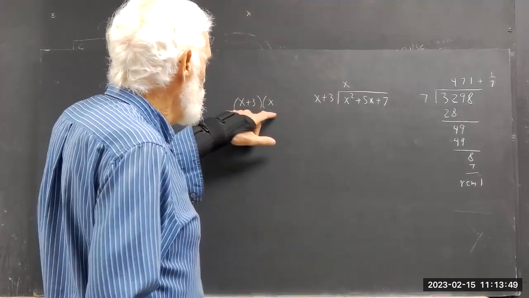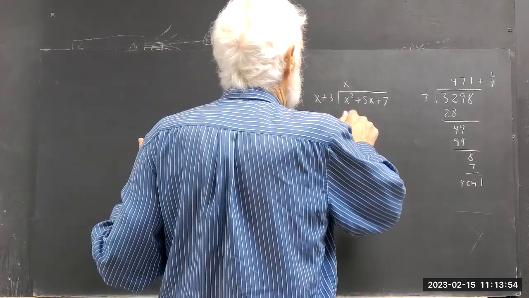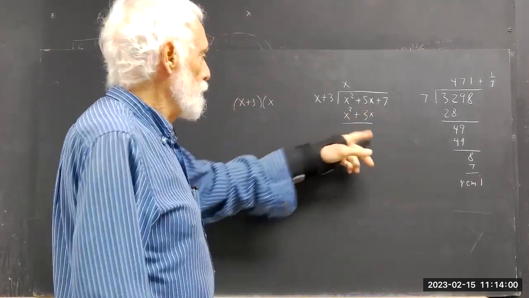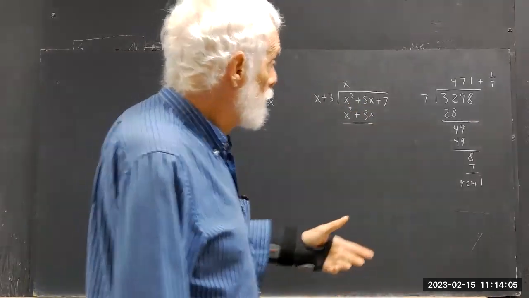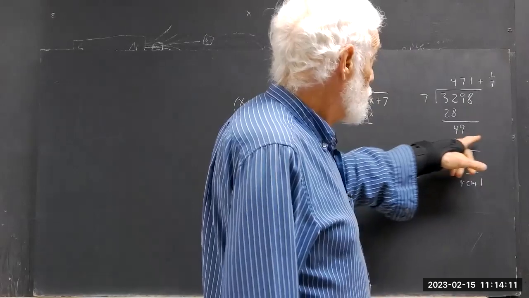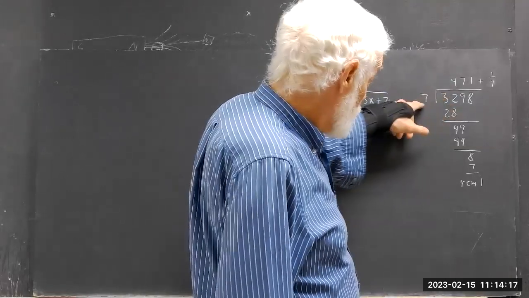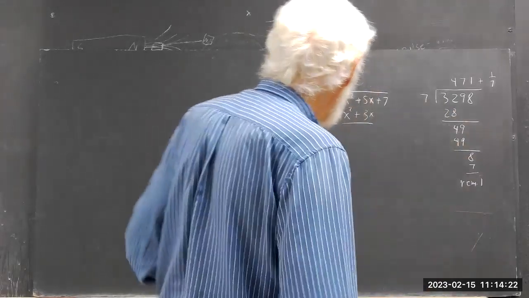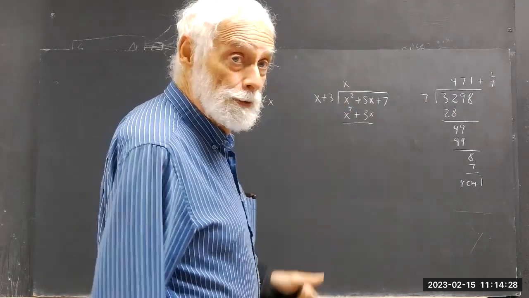Okay, we do x plus 3 times x, we get x squared plus 3x. Well, that means if we subtract x squared plus 3x from this, it tells us what we still have to get. Just like if we subtract the 28, which is really 2,800, from this, we get the 49, which is really 490. So by putting a 4 in this place, we get everything but 490 of the 3298. Over here, we've got everything but whatever we get when we subtract this from this.